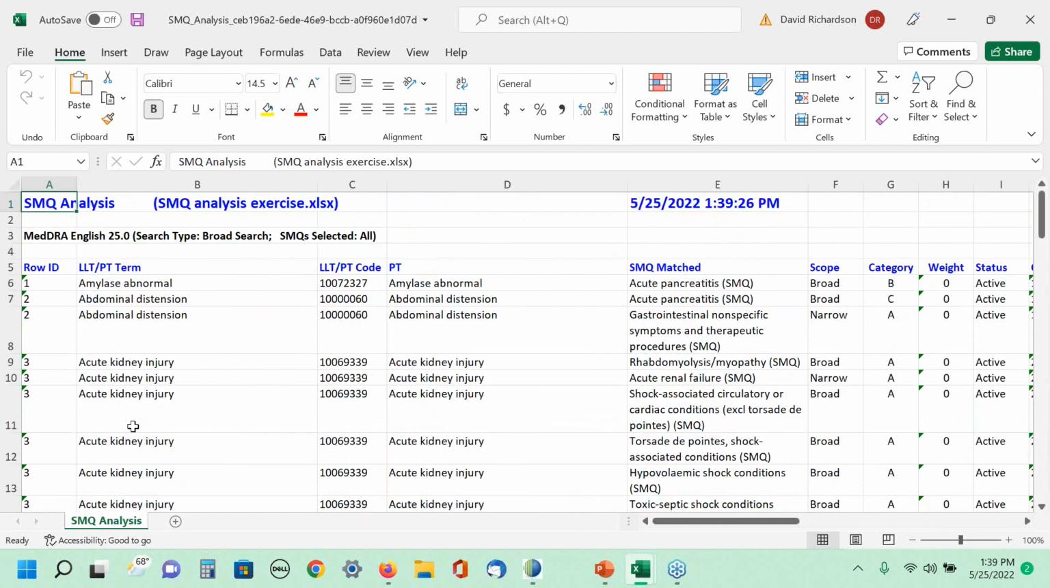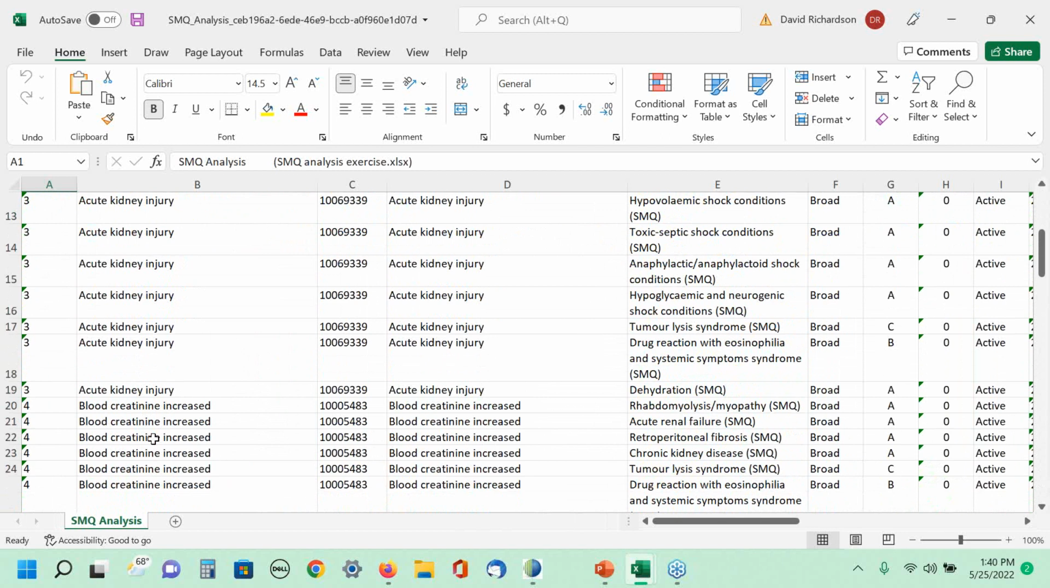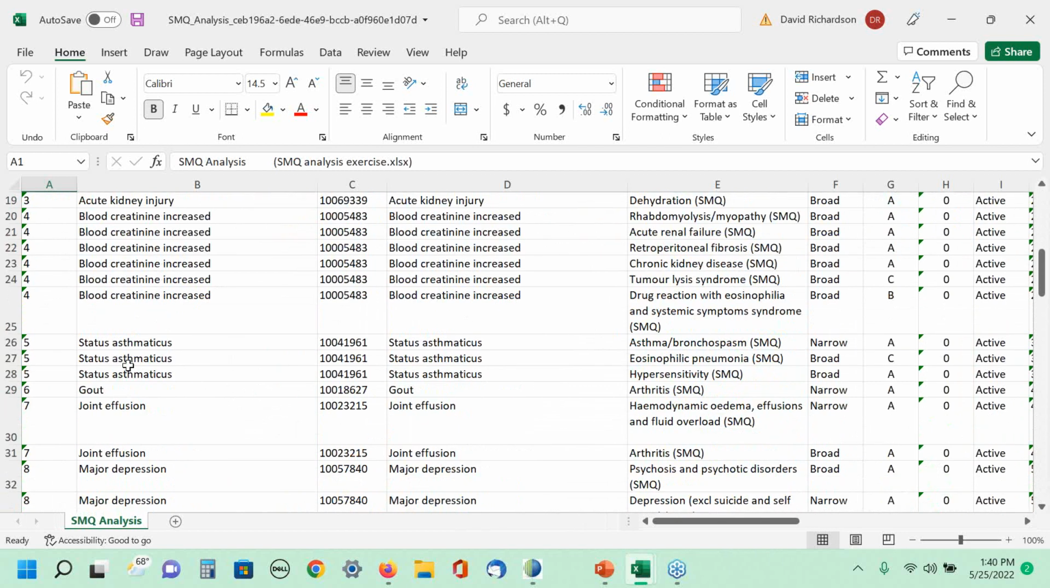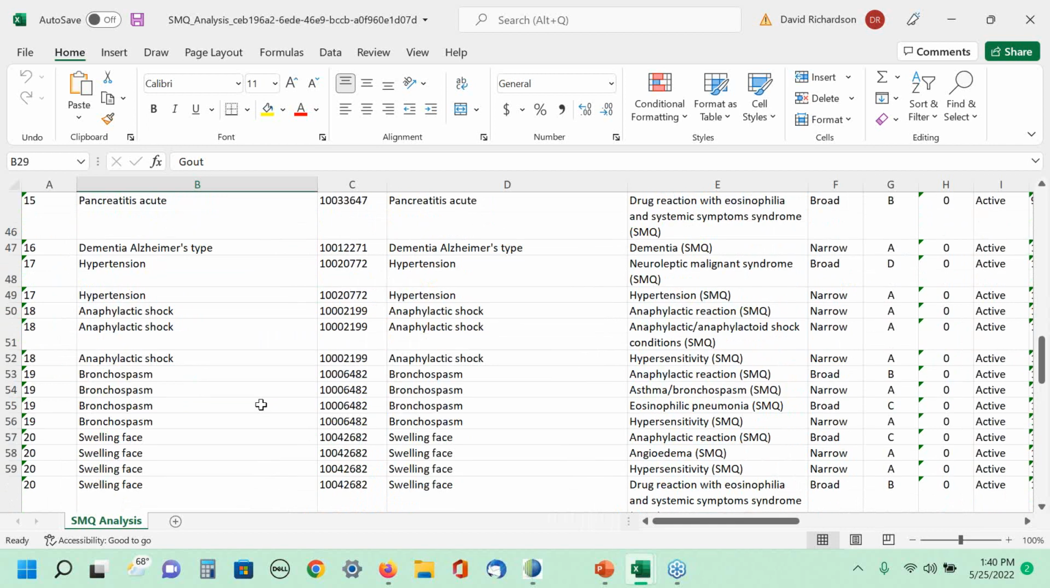So what you see here are all of the terms that were in my database being represented. Now, please note that some of the terms appear more than once. So we have amylase abnormal appearing only one time, but abdominal distension appears at least twice. Here's acute kidney injury appearing 1, 2, 3, 4, 5, 6, multiple times, as is the same for blood creatinine increase, status asthmaticus, which is repeated status with asthma. And a number of other terms are repeated more than once, swelling face, etc.